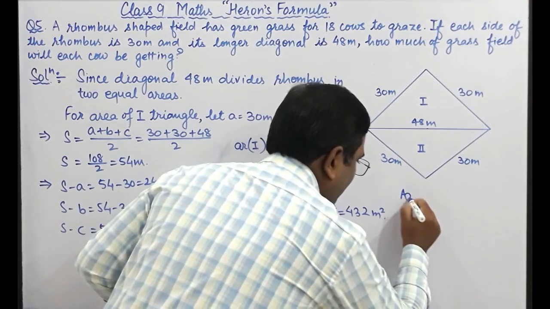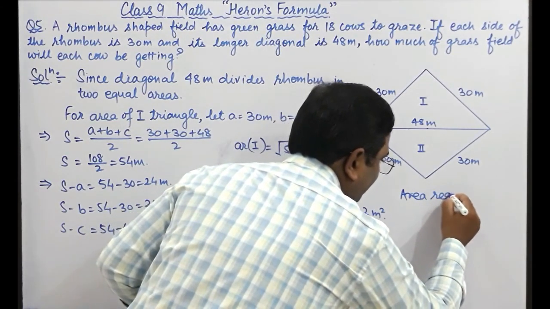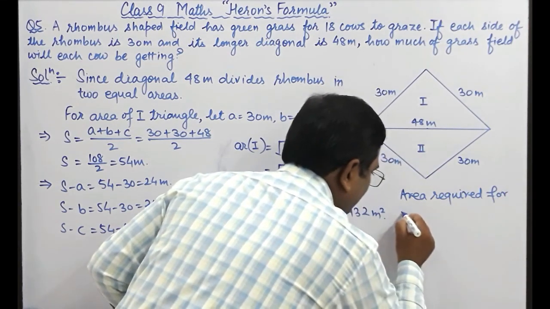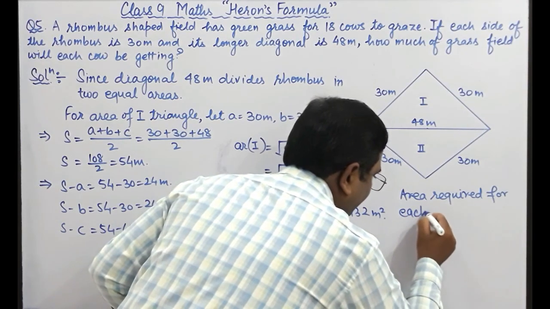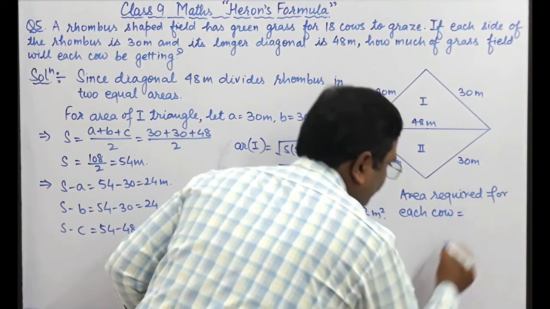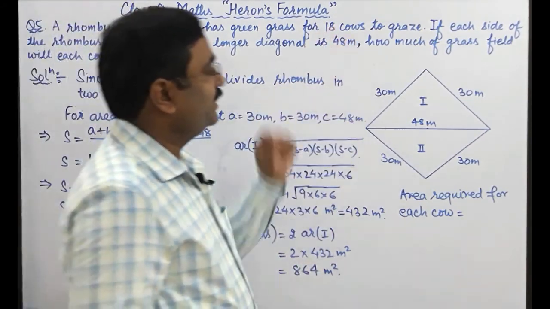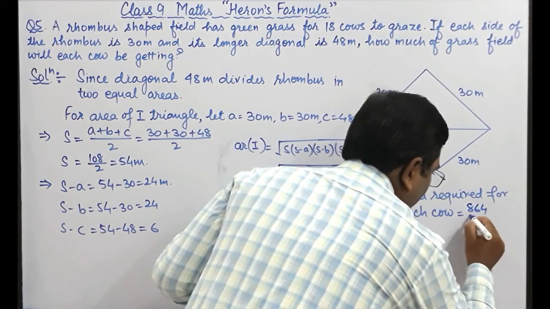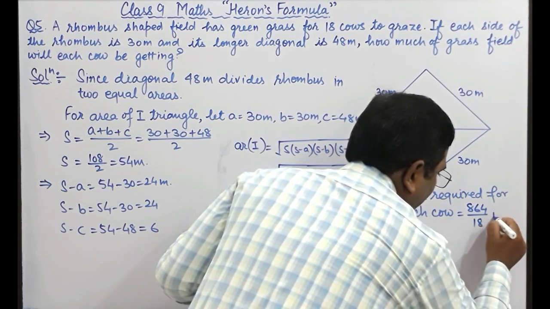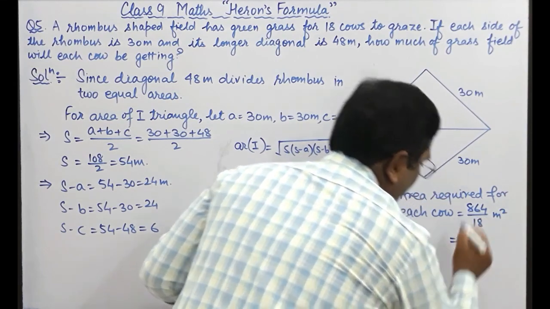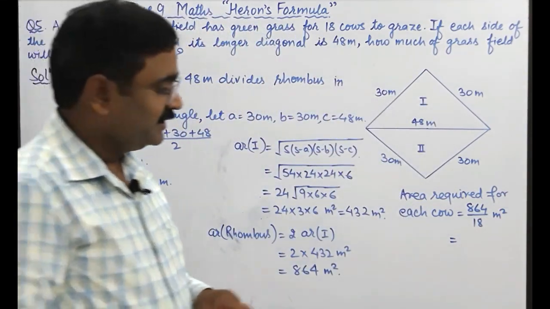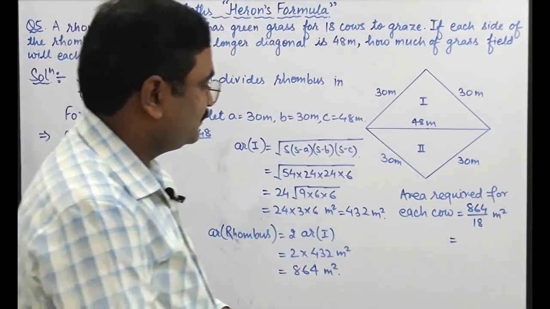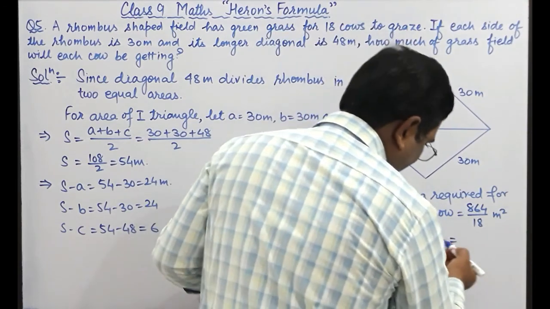therefore the area required for each cow is equal to this area divided by 18 meters square, which means 864 divided by 18 meters square. So divided by 18, 18 4s are 72, 18 6s are, let us simplify it by 2.